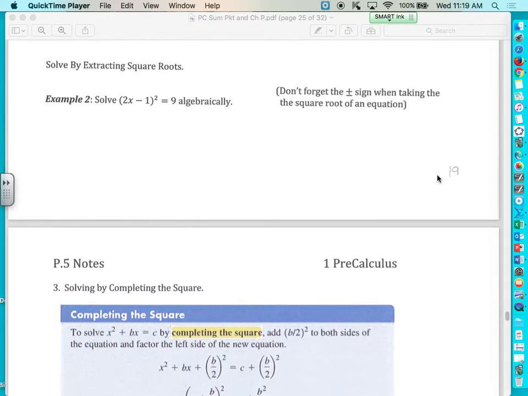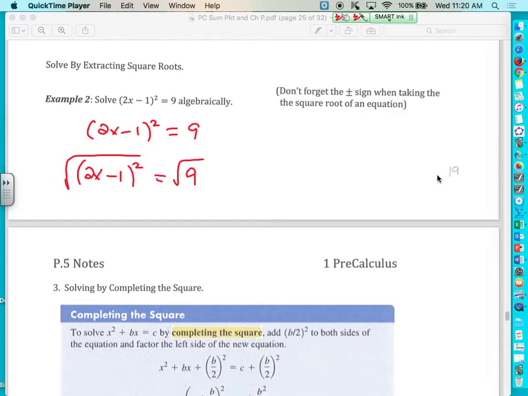Sometimes the equation may not be in that ax squared plus bx plus c form. It might already be factored some for you, which is nice, because then you can just start solving algebraically. I want x by itself. If you think of your order of operations, you want to get rid of that exponent first. You can take the square root of both sides, and if I put a square root into the problem, I also need a plus and a minus. On the left-hand side, I'm left with just what's underneath the radical, 2x minus 1. The square root of 9 is 3, but it's plus and minus 3.